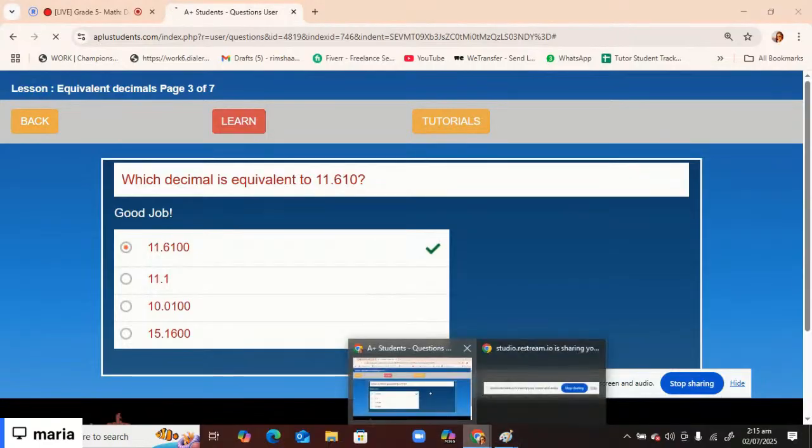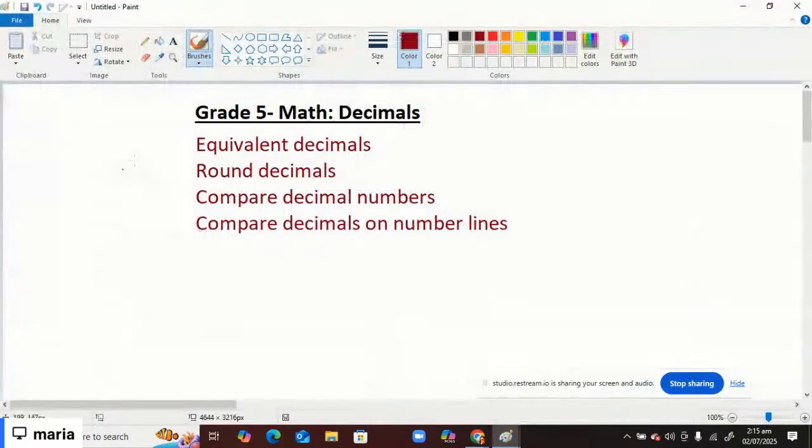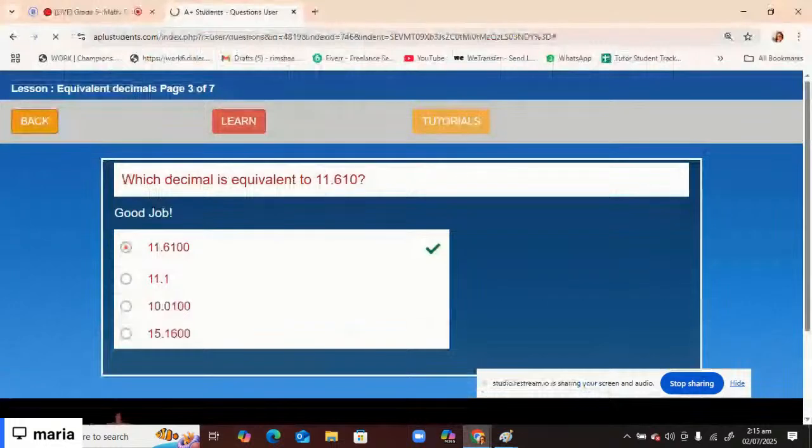The next lesson today is rounding decimals. This equivalent decimals lesson is done. Now for rounding decimals, first of all we discuss what is basically the meaning of rounding decimals. Okay, then here we open it.